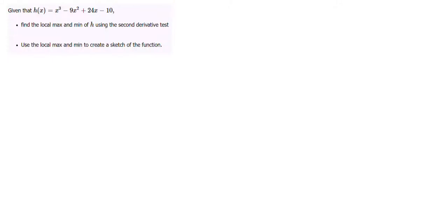In this question we're given h of x, and then we're asked to find the local max and min of h using the second derivative test, and then to make a sketch of the graph.